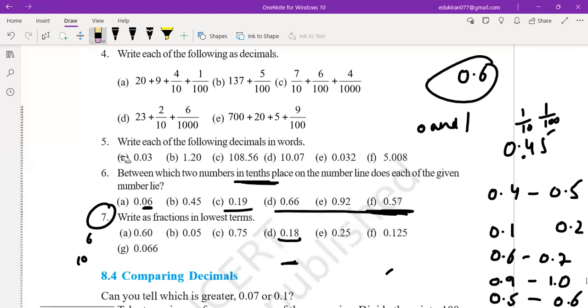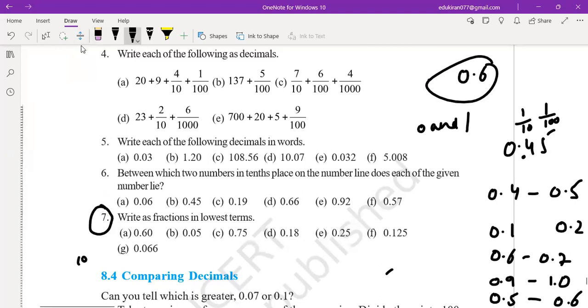Okay. So I'm just erasing everything. I'm just marking the question number which you have to do. So you have to do this question number 7. Do it and then we will discuss the answer. Okay.